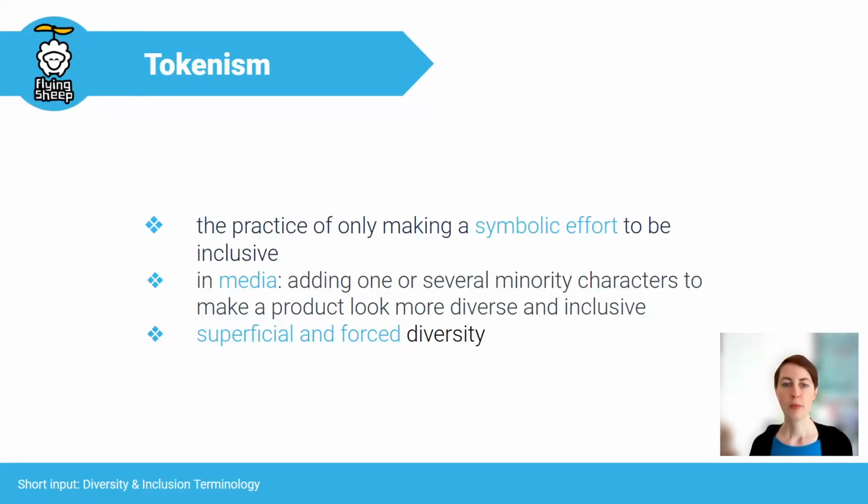So for example, when a company creates marketing material that features photos of employees, and these photos heavily focus on people who belong to or seem to belong to minority groups. And this is done specifically to make the company appear more diverse and inclusive. And the same basic principle applies to tokenism in the media. Here it means adding one or maybe several minority characters to make a product look more diverse and inclusive. But these characters are often just barely defined secondary or background characters and not integral to the story. They are not refined. So in essence, tokenism can be defined as superficial diversity.